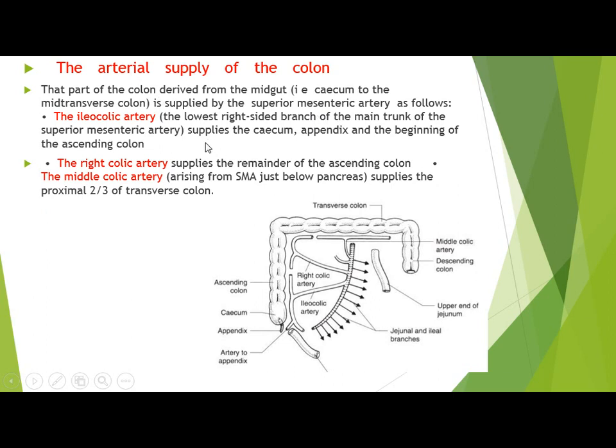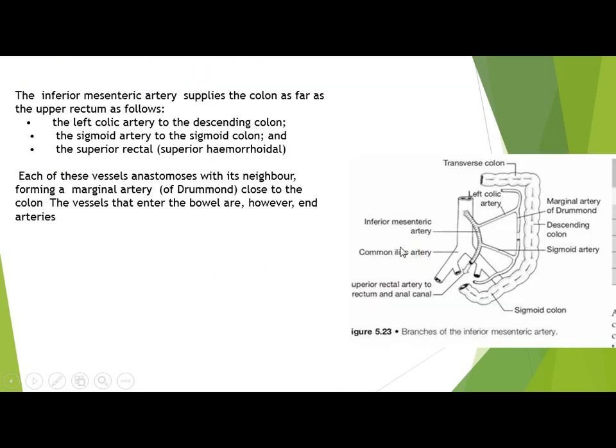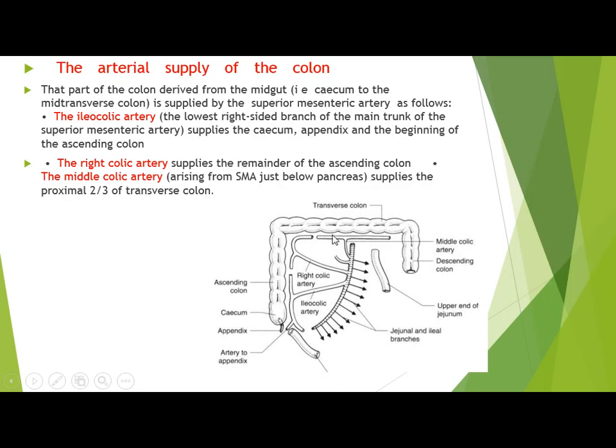The superior mesenteric artery gives branches to the colon as follows. The first one is the ileocecal branch, which gives the colic branch to the cecum, a branch to the ileum, and the appendicular branch to the appendix. The right colic branch gives the descending and ascending branches for part of the ascending colon and part of the transverse colon. The middle colic branch gives the right and left branches to the transverse colon, supplying until two-thirds of the transverse colon.